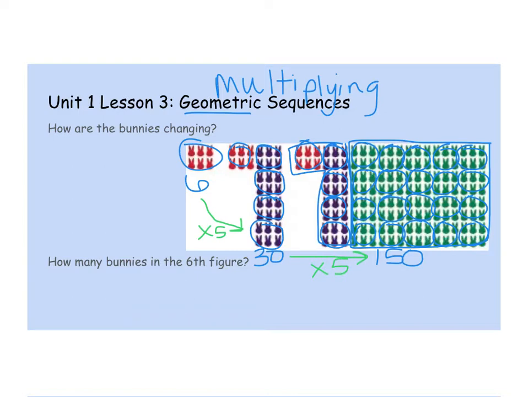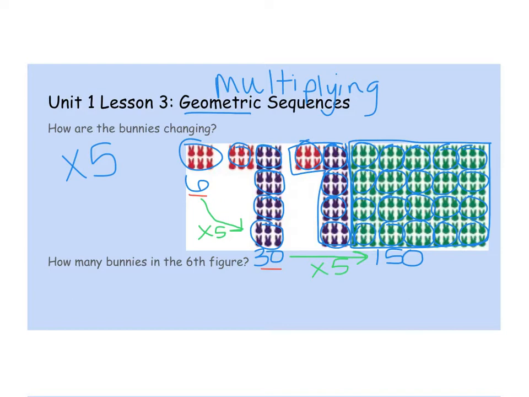Okay, so how are the bunnies changing? They're multiplying by 5. You could just write that, multiplying by 5. And you can see that they're just getting bigger and bigger and bigger. Now remember, if you're unsure how to get from 6 to 30, you can always go back and do 30 divided by 6. And that'll get you the 5 that you're multiplying by.